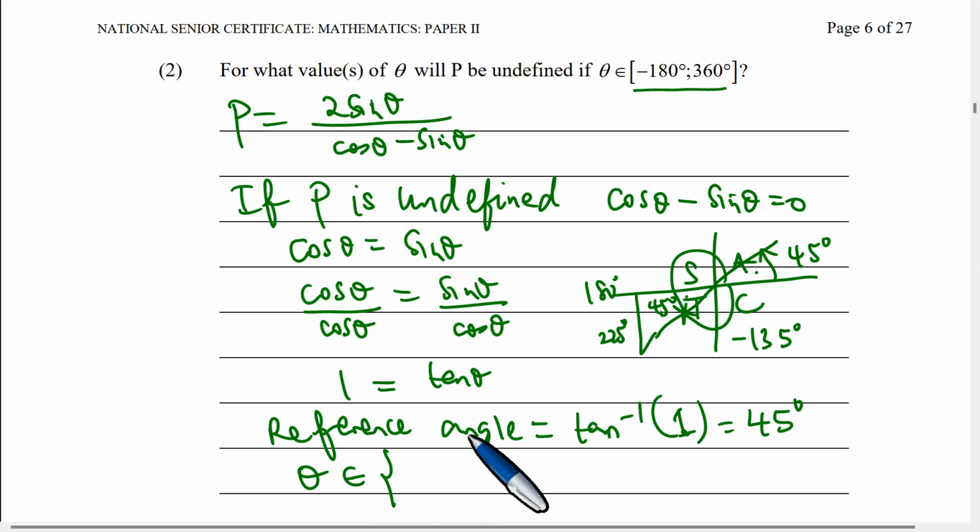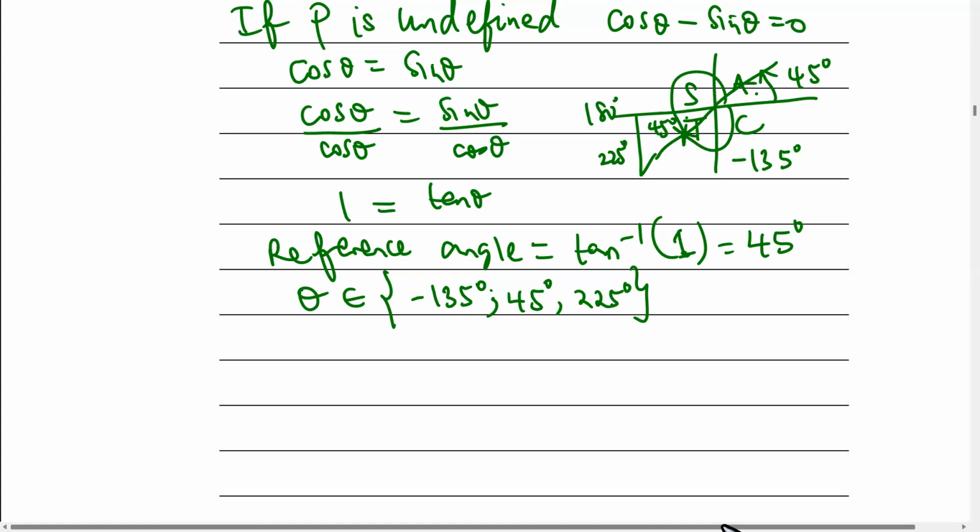Which is minus 135 degrees. And then you also have 45 degrees. And then you have also 225 degrees. Those are the angles that you can state there. So for what values of theta will P be undefined? P will be undefined for these angles here. Okay, so we continue right now until we get more problems and we solve the next questions.